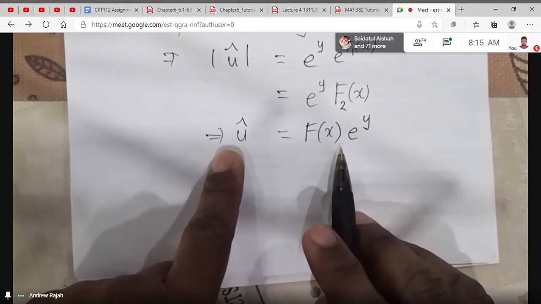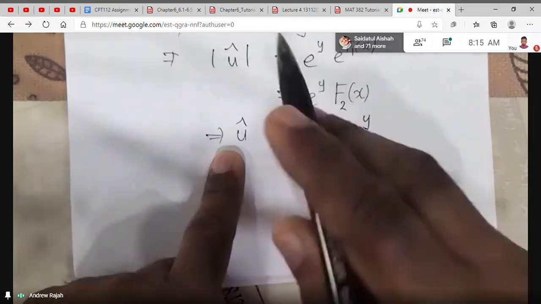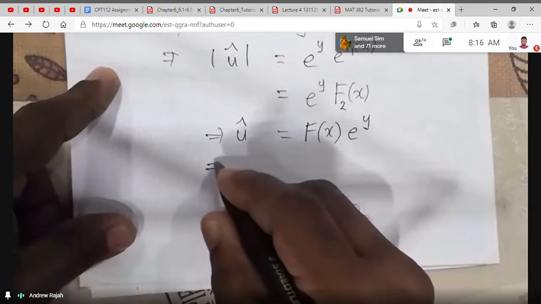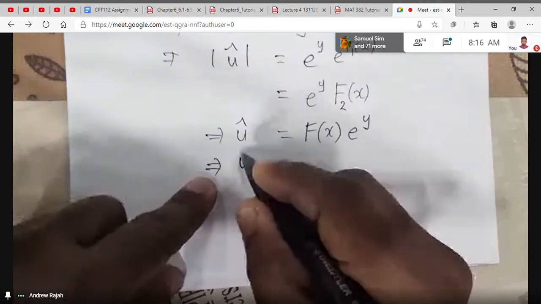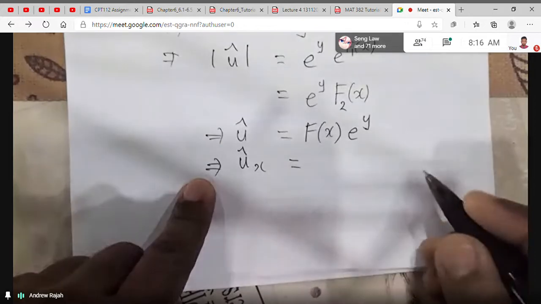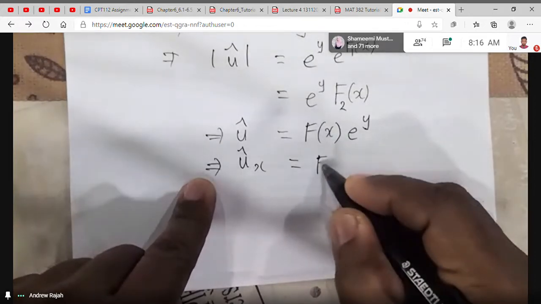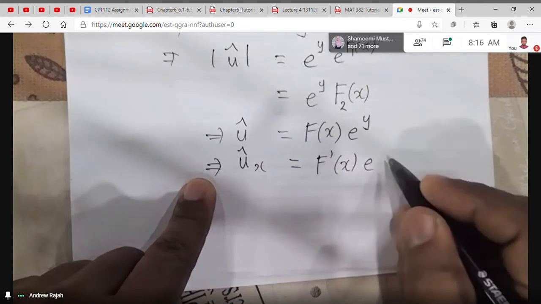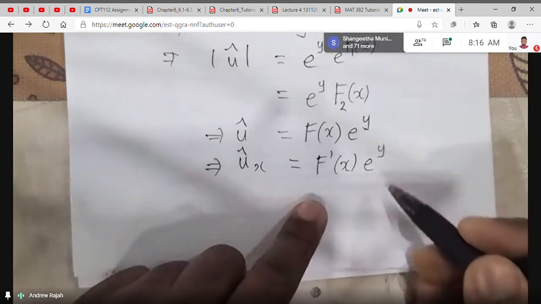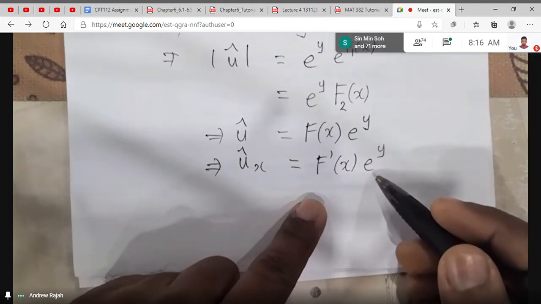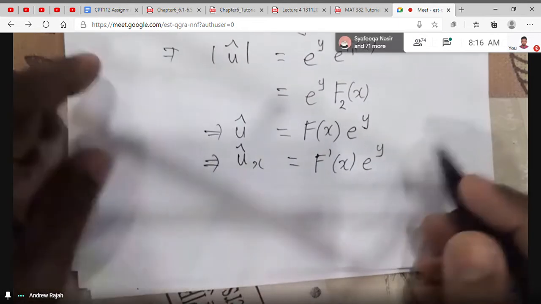Yeah, okay. Now you still have equation 1 here. So, but use equation 1, you find u hat x. What is u hat x? F prime x dy. So the function in y is treated as a constant. Right? Yeah. It's different, yes.